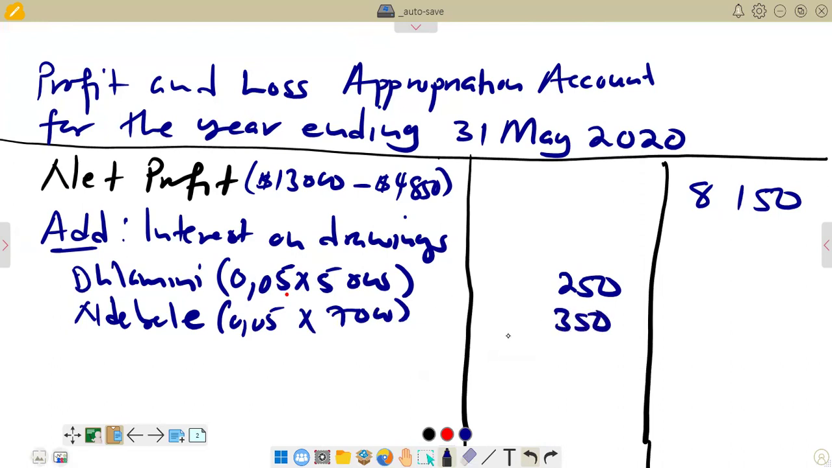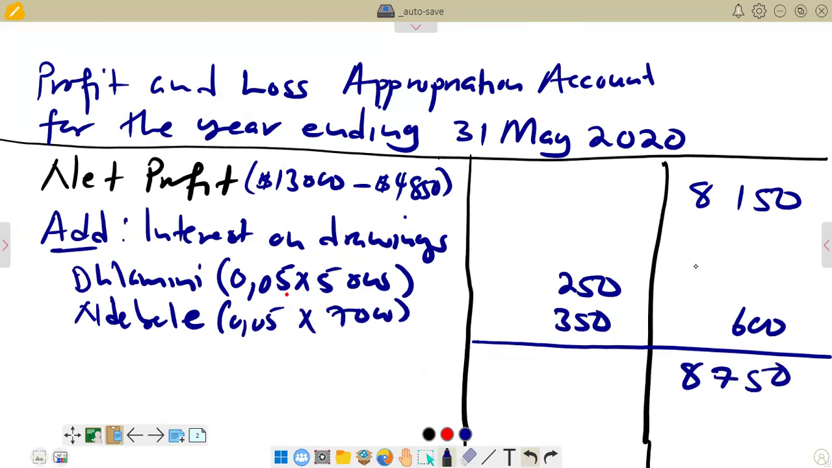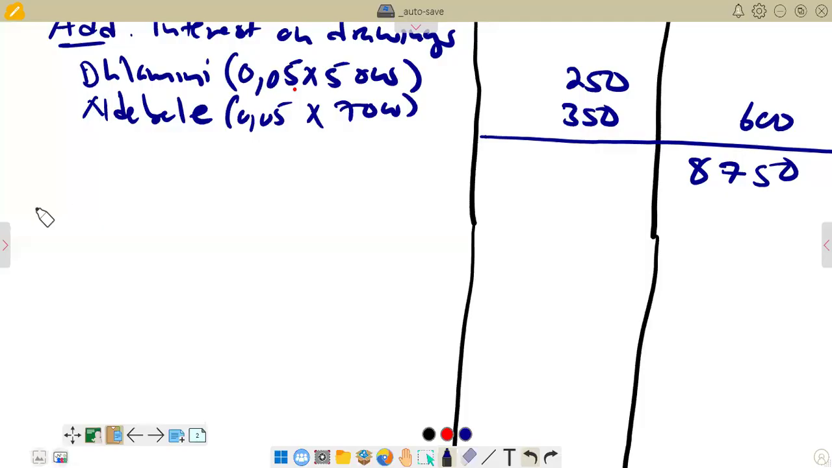So this is what we have for interest on drawings. Remember, we are supposed to add the two: 250 plus 350, you are going to get 600. Remember, you are adding to 8,150, so 8,150 plus 600 gives 8,750. So this is what we have there. Now I believe we are supposed to subtract our interest on capital, so we say less interest on capital.